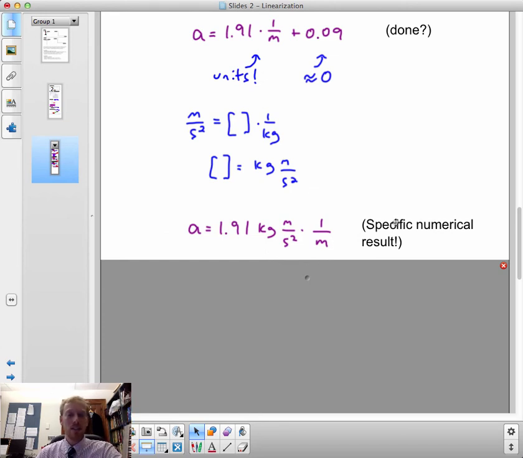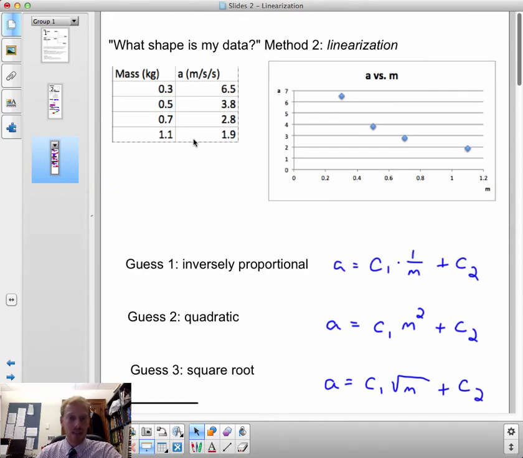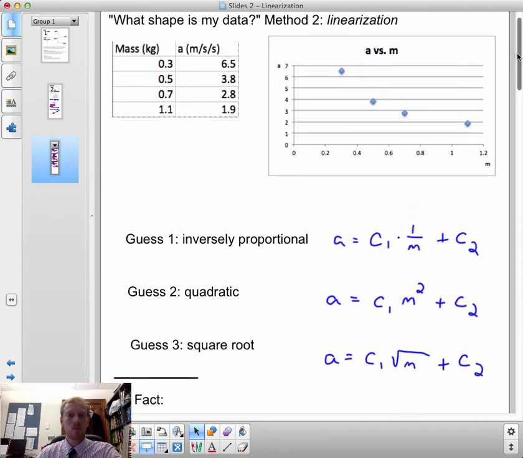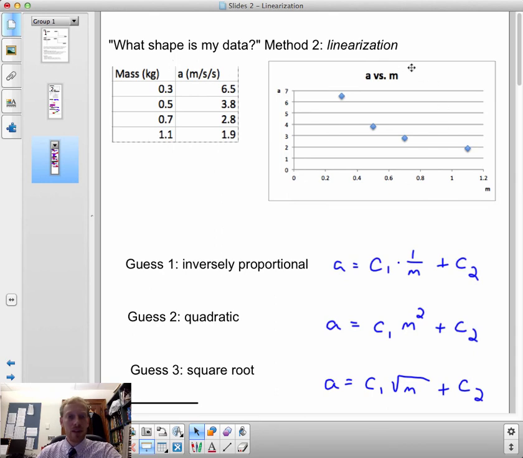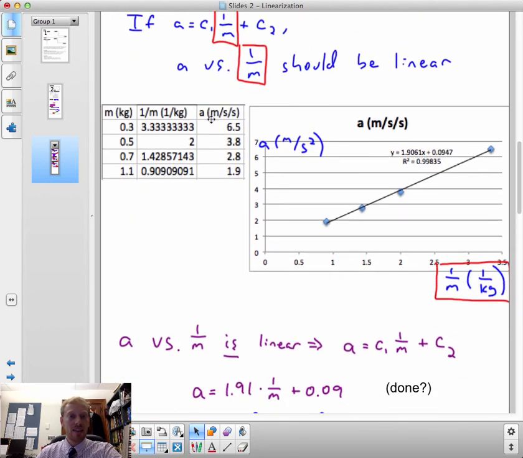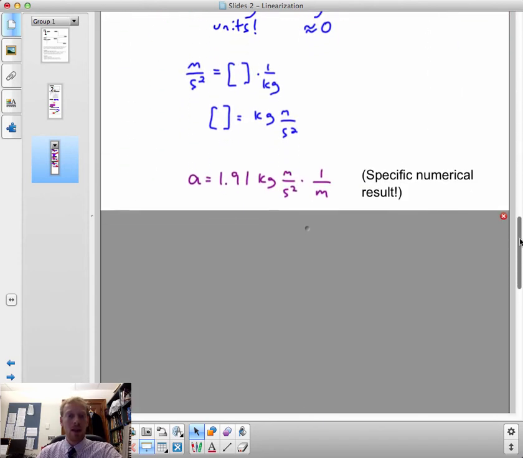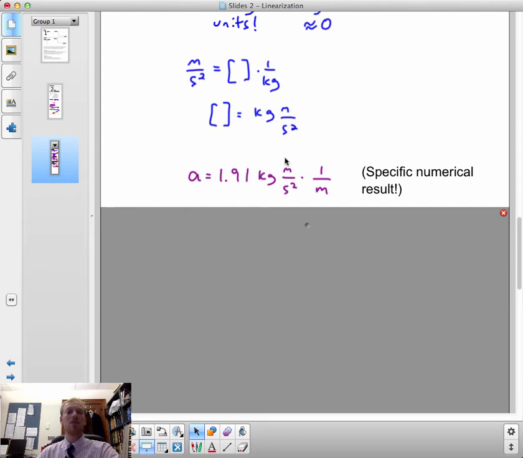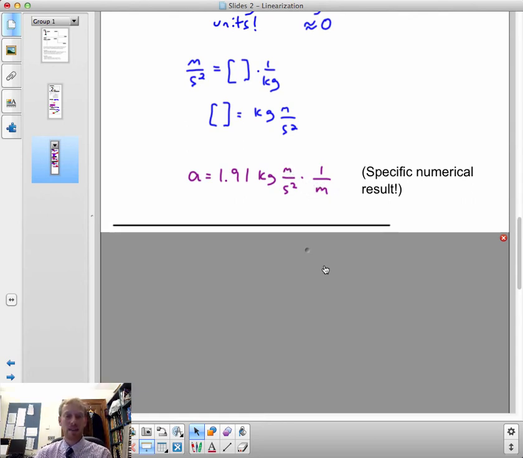This is an example of the specific numerical result for this data. So here's a data table and a graph of the data. Here is a linearized data table and a graph of the linearized relationship. And here is a correctly formatted specific numerical result. The acceleration for this lab group is 1.91 kilograms meters per second squared times 1 divided by mass. These m's are different, so they don't cancel. Here's meters, and there's mass in that denominator.